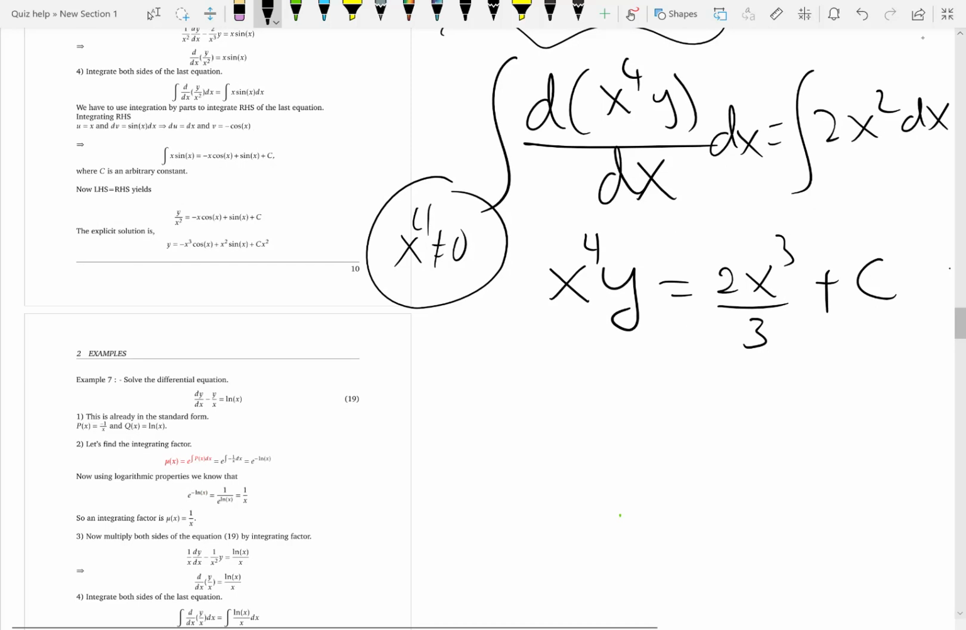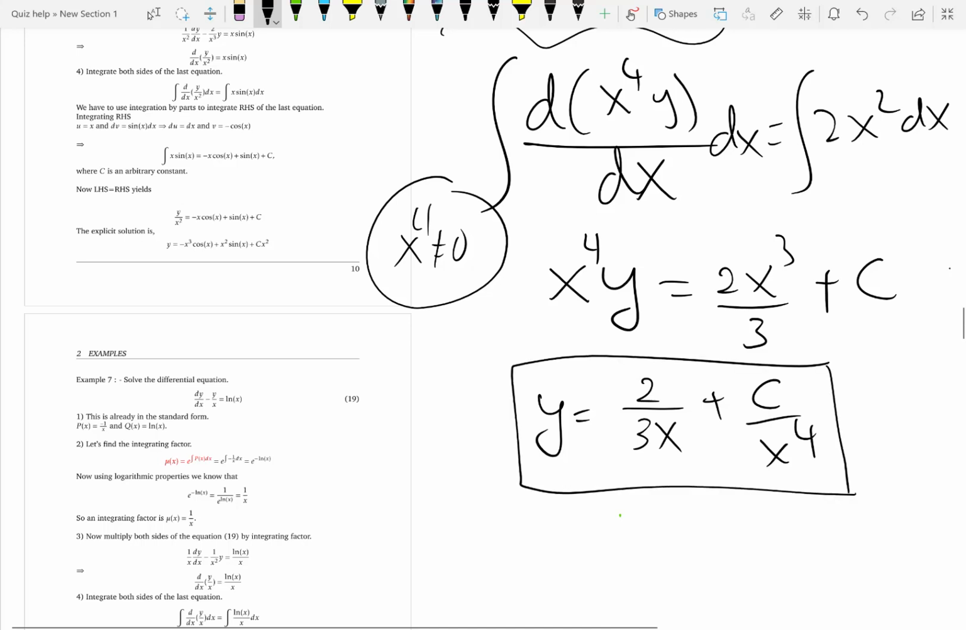So if you divide by x to the 4, in the first term x cubed will cancel out, so we're left with 2 over 3x, with one x left in the denominator, and c over x to the 4. And this is my explicit solution for the differential equation.